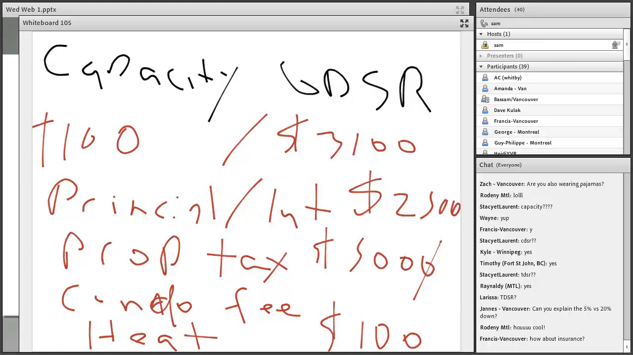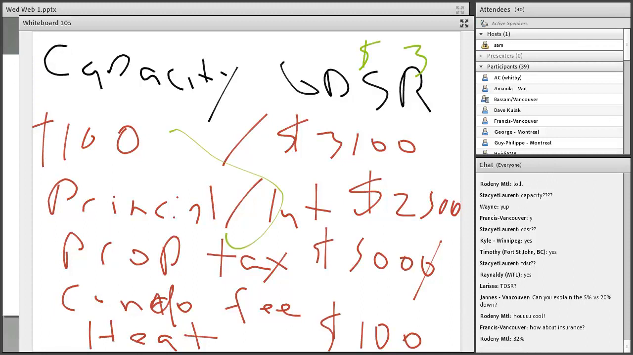The magic number is 32%. That's what we're aiming for. So the number we're looking for is 32%, guys. That's correct. Now, some lenders will go as high as 38, depending on if it's a commercial deal or a residential deal, depending on how much insurance is here. But typically, most homes, most lenders, you're looking at 32%.